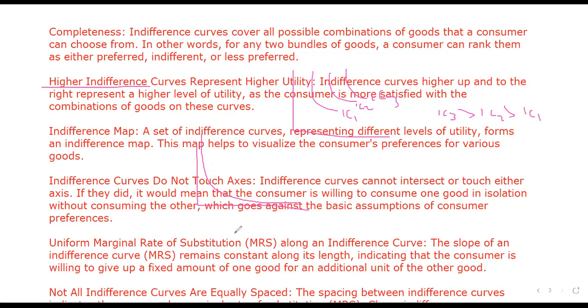Then we also have uniform marginal rate of substitution, which means that the slope of an indifference curve remains constant throughout. So when we are looking at satisfaction at this point and at this point, it's the same, except that if you are moving from point A to point B, you need to give up a certain number of goods from point A to consume more of point B.